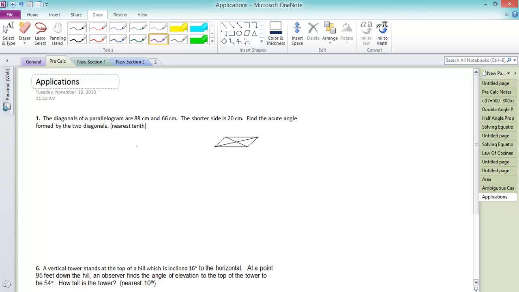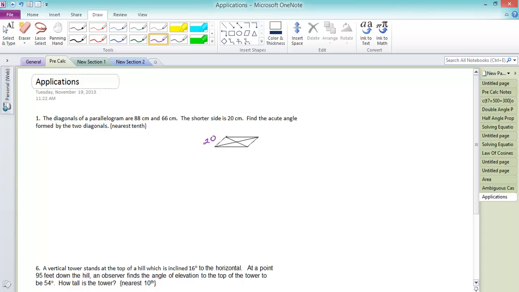The diagonals of a parallelogram are 88 centimeters and 66 centimeters, and the shorter side is 20 centimeters. Find the acute angle formed by the two diagonals to the nearest tenth. Okay, so we have a picture down here, and why don't we go ahead and label what we know. We know the short side of this parallelogram is 20 centimeters, so we'll put a 20 there.